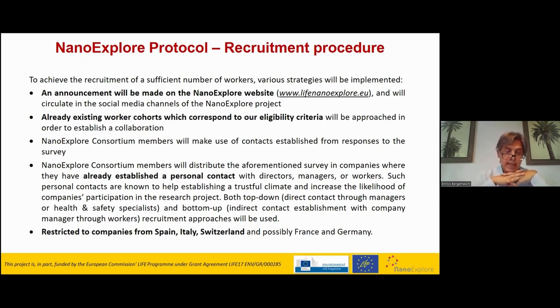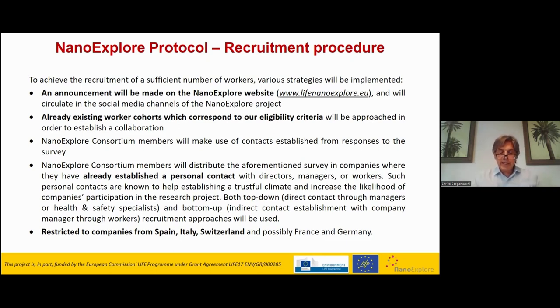In a second step, a site information visit will be organized, and has actually been organized, for the companies that gave their agreement to participate in the study. Before or during the visit, a company questionnaire will be administered to managers or health and safety specialists in order to collect standardized information on company activities, processes, at-risk or perceived risk for nanomaterial exposure, and equipment and infrastructure already available for protection of their employees.